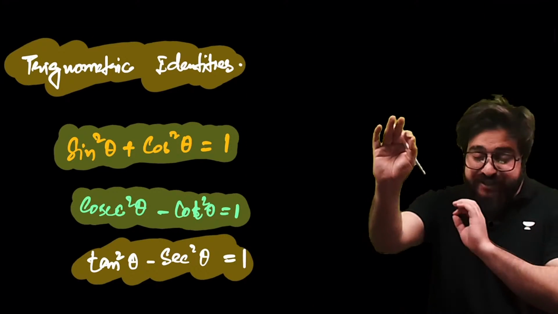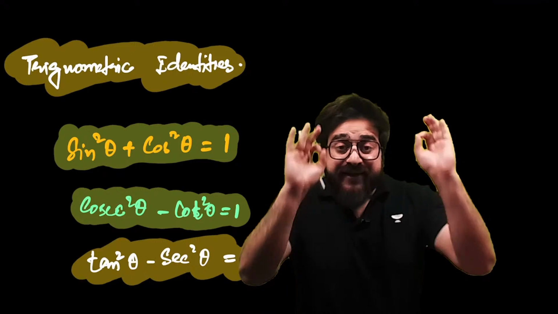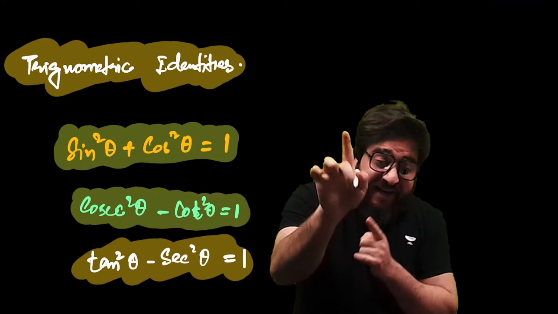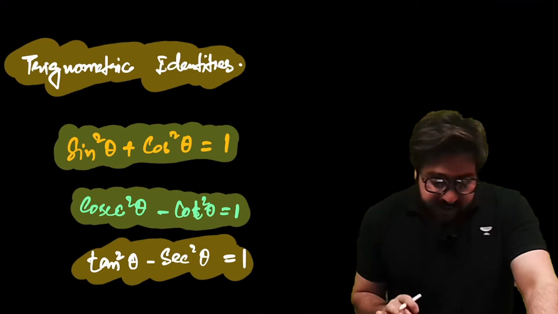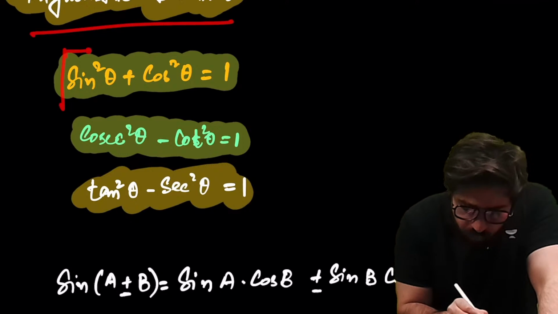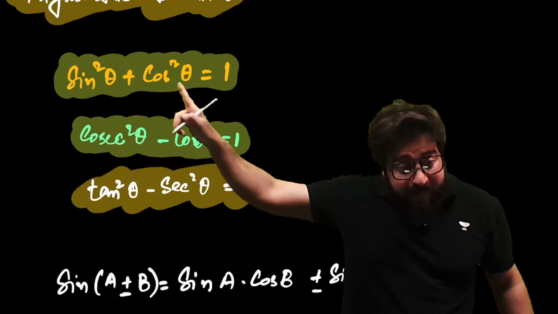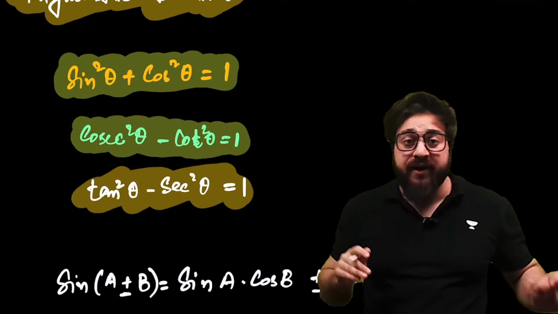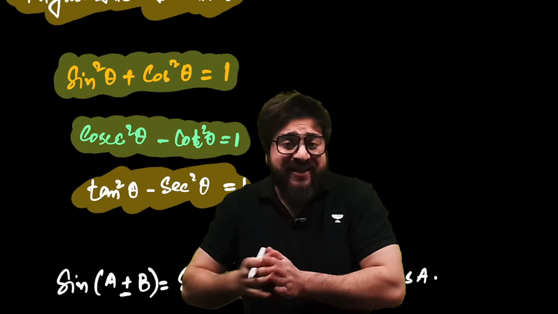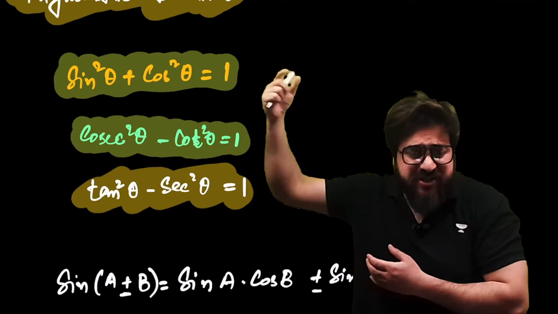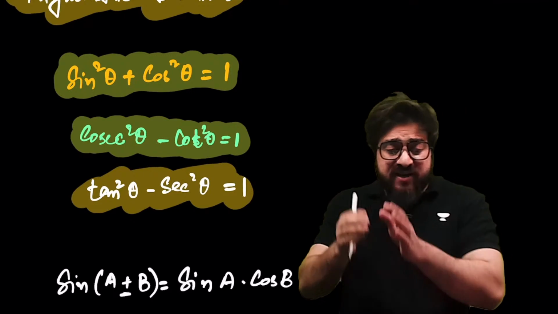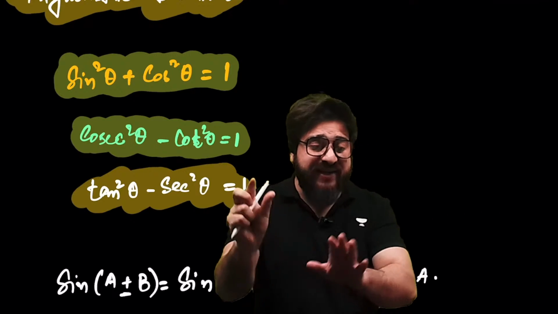Now listen to me very carefully, my dear people. There are some trigonometric identities, trigonometric formulas that you also have to remember over here. Sir, what is that? The first one is sine square theta plus cos square theta is equal to 1. In some questions, this will also help us solve those questions, so you have to remember this. Sine square theta plus cos square theta is 1.